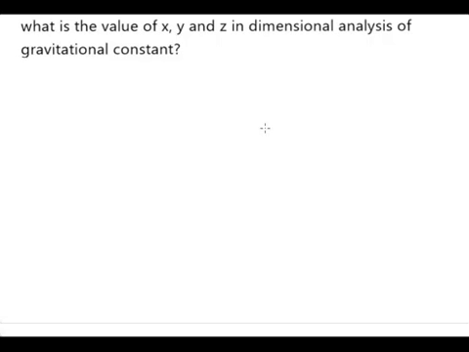Our discussion today will be narrowed to dimensional analysis of gravitational constant. This is the most widely asked question in both external and internal exams.